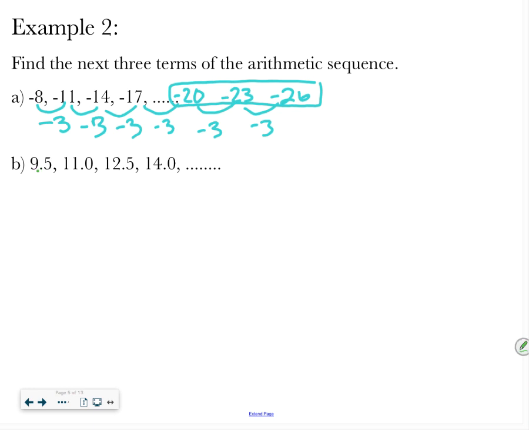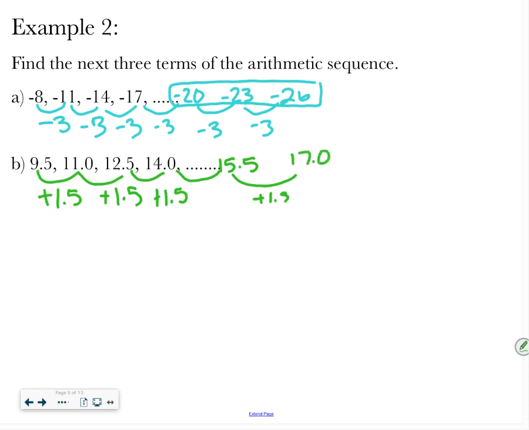Let's look at letter B. To go from 9.5 to 11, I have to add 1.5. From 11 to 12.5, again, I'm adding 1.5. And 12.5 to 14, adding 1.5. So if I add 1.5 more, I'm at 15.5. If I add 1.5 more, I'm at 17. If I add 1.5 more, I get my third term to be 18.5. So those would be my next 3 terms in this arithmetic sequence.